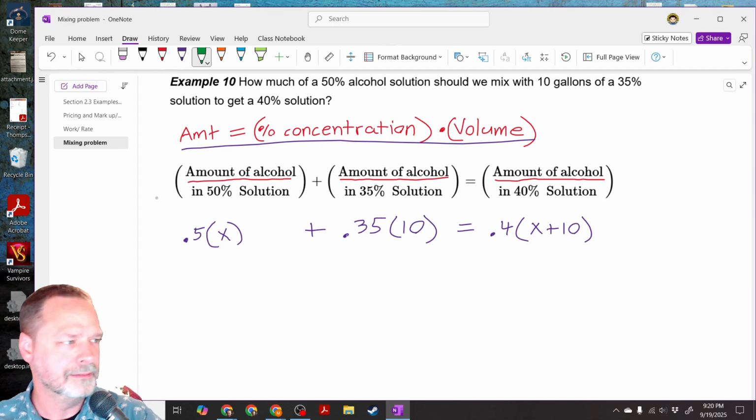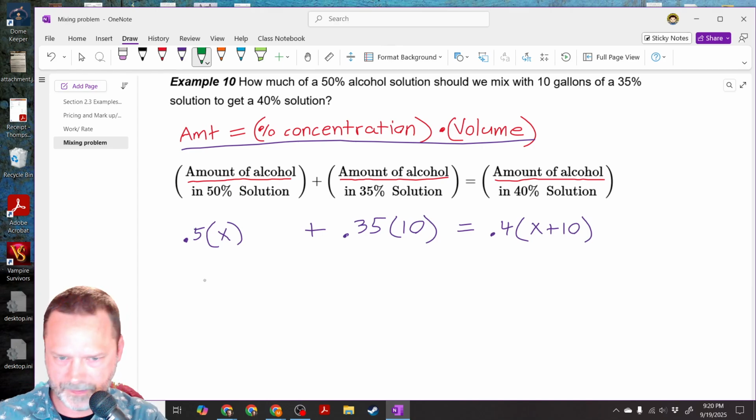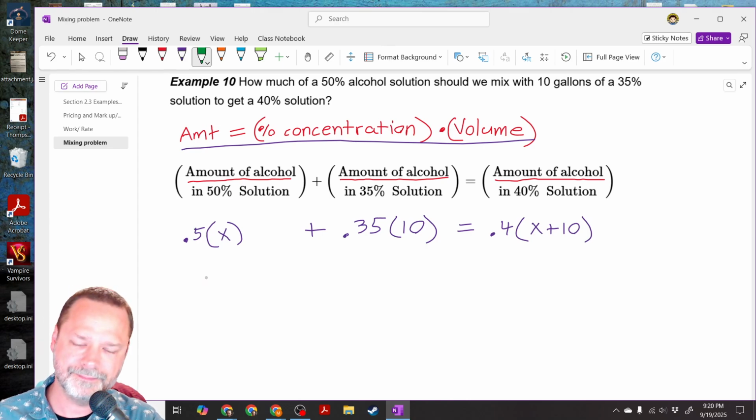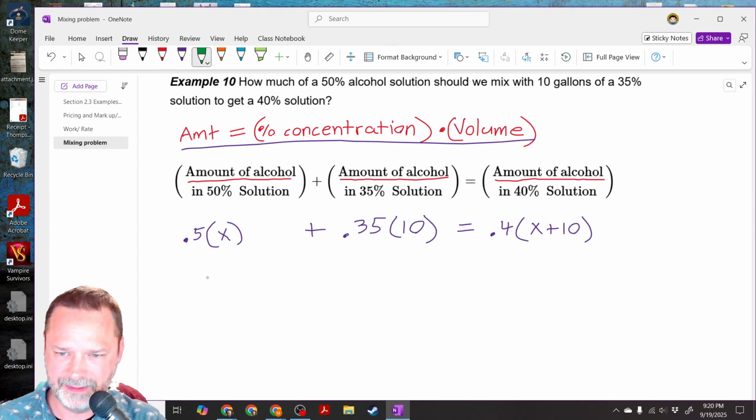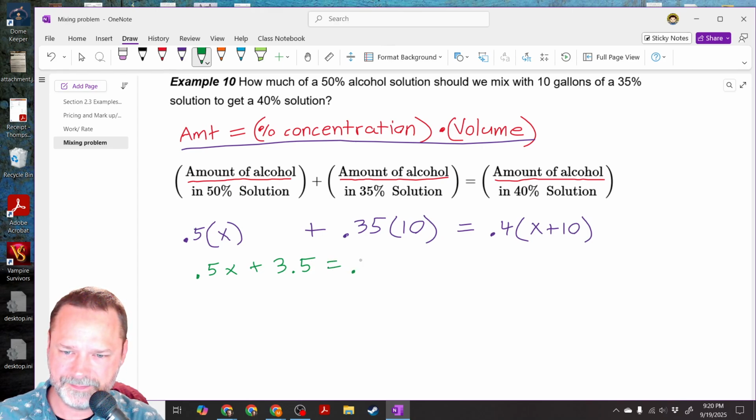Let's see here. Okay. So what do we have? 0.35. You know what? I just don't like decimals. And so I am going to multiply everything. No, we can just distribute first. So what do I have? I have 0.5x plus 0.35 times 10 is 3.5 equals 0.4x plus 0.4 times 10 is 4.